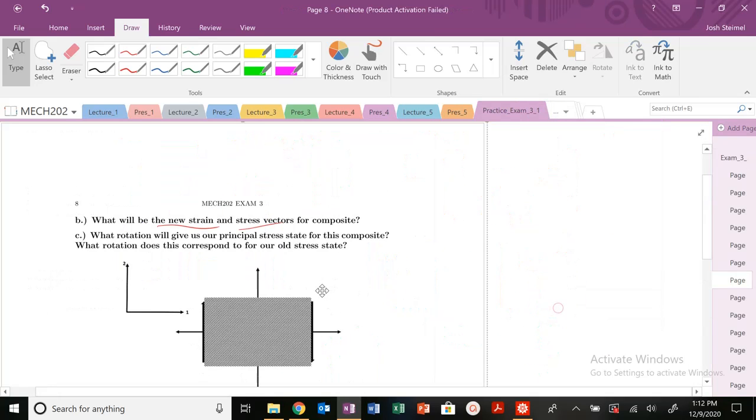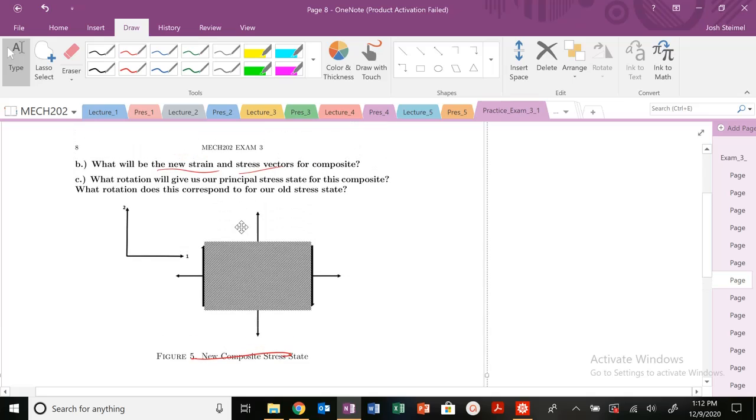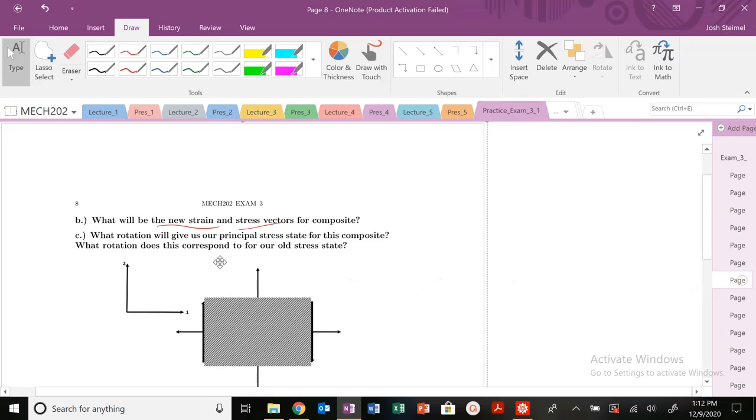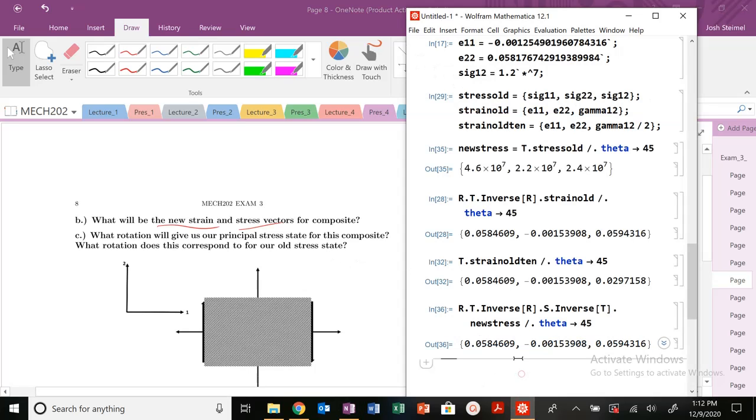Excellent. So final question, or actually, let's see if it's the final question. Well, thankfully, it's the final question. Final question: what rotation gives us our principal stress state from this composite? And what rotation does this correspond to for our old stress state? Well, if I want to look at the principal stress state for this composite, I could do it multiple ways.